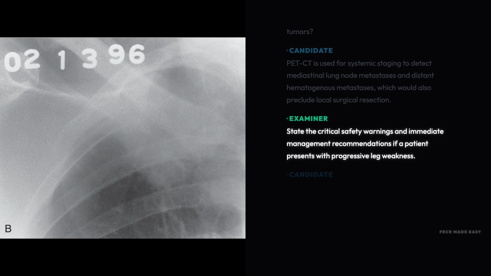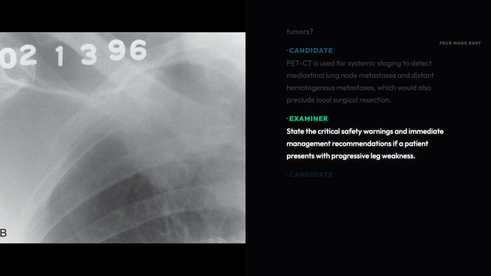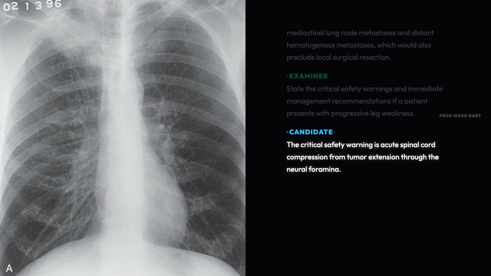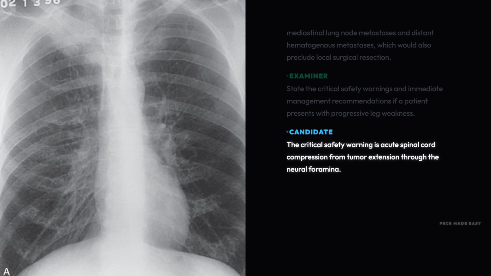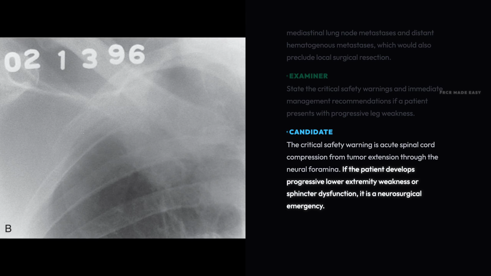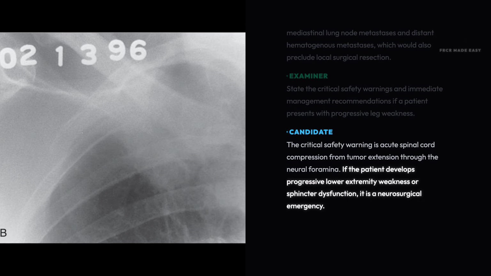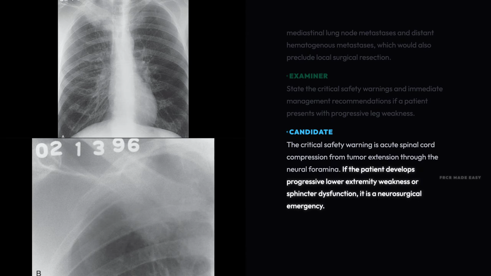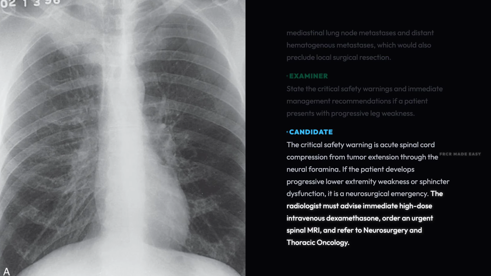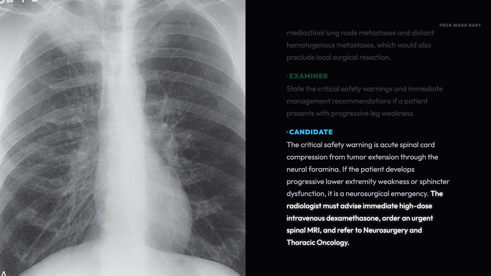State the critical safety warnings and immediate management recommendations if a patient presents with progressive leg weakness. The critical safety warning is acute spinal cord compression from tumor extension through the neural foramina. If the patient develops progressive lower extremity weakness or sphincter dysfunction, it is a neurosurgical emergency. The radiologist must advise immediate high-dose intravenous dexamethasone, order an urgent spinal MRI, and refer to neurosurgery and thoracic oncology.